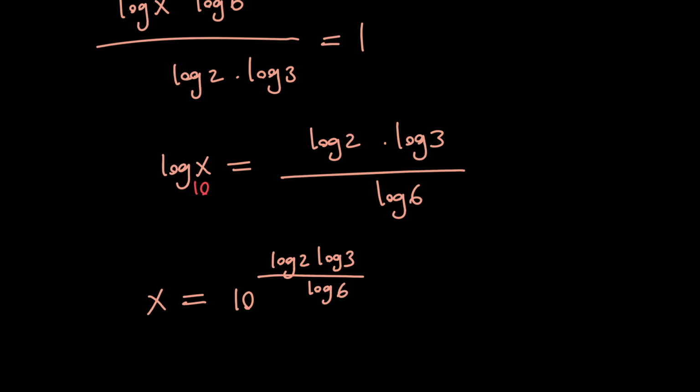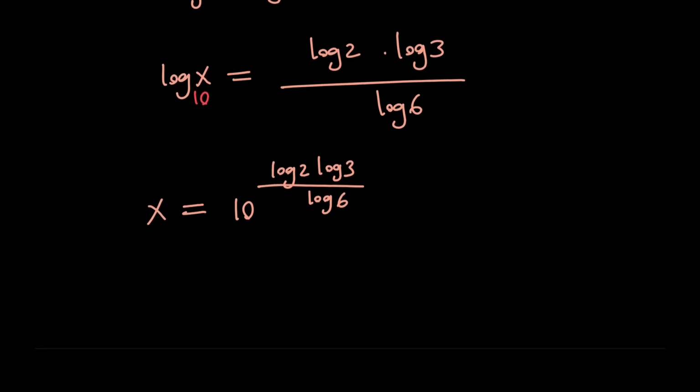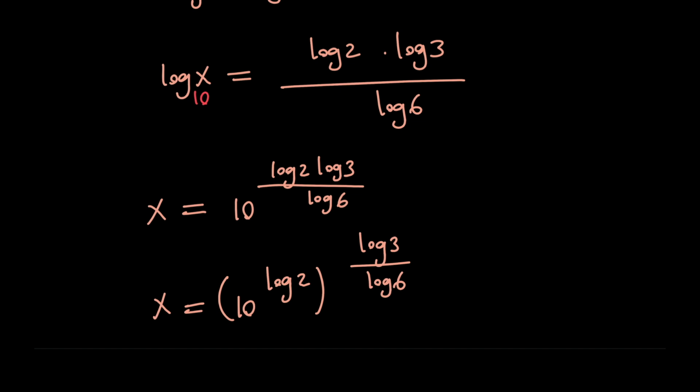Now, in order to simplify this, let's go ahead and write this as x equals 10 to the power of log 2 raised to the power of log 3 divided by log 6. Now, notice that whenever we have something in the form of a to the power of log b with base a, that is equal to b, right? Now, since we have 10 over here, we can say that this is 2.